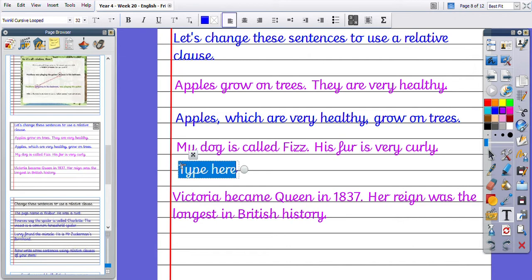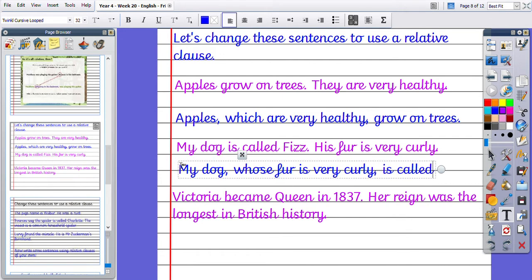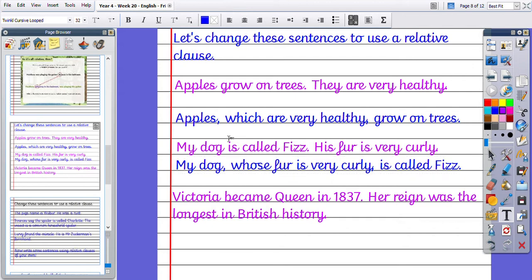Okay then, so this one is my dog, whose fur is very curly, is called Fizz. So again, we've made our main clause and we've split it in half. So my dog is called Fizz, and we've popped our relative clause in the middle by taking our second sentence, changing our pronoun to whose, and making this a subordinate clause. Okay, one more for you to do then.